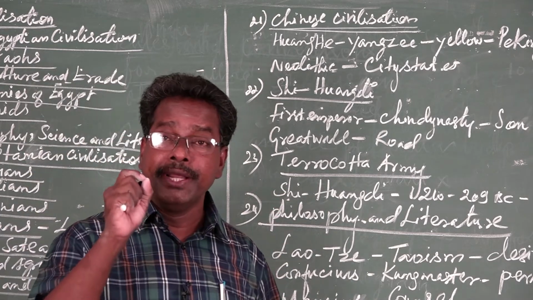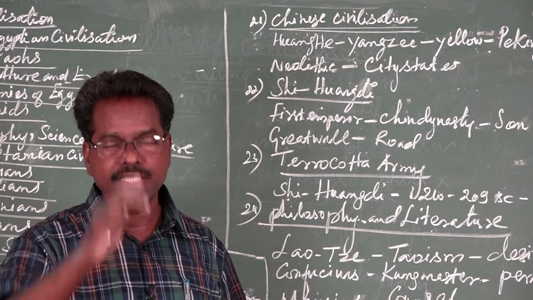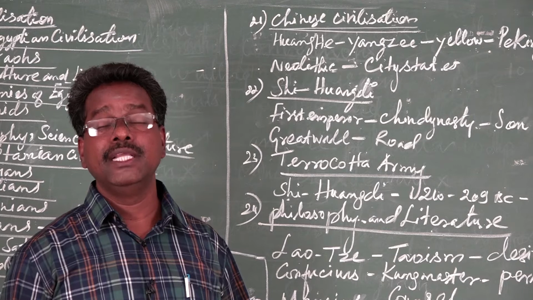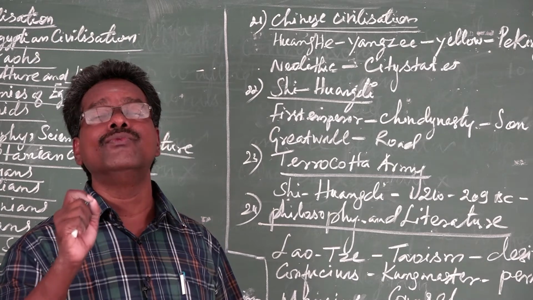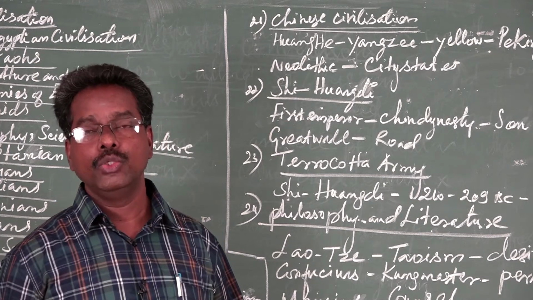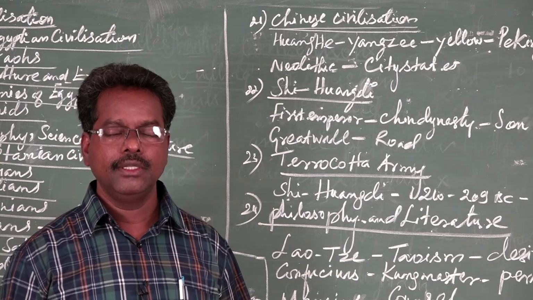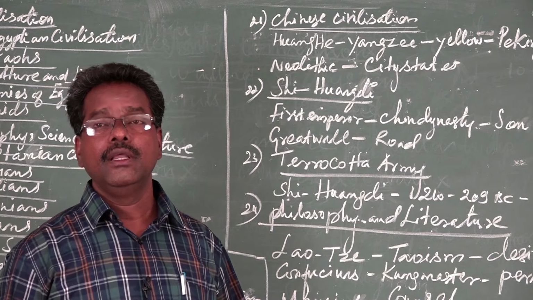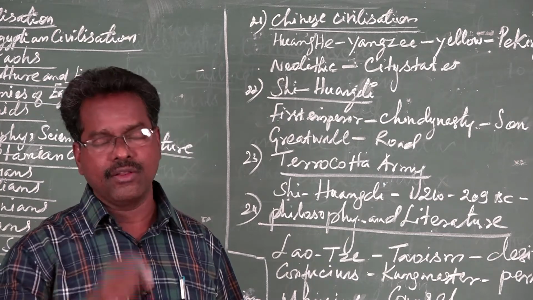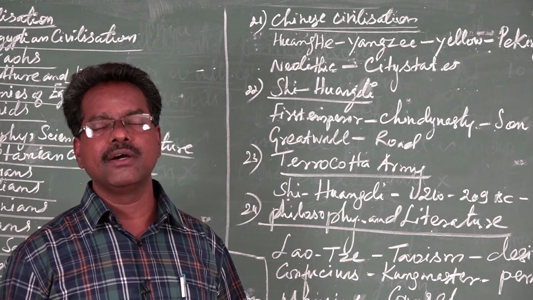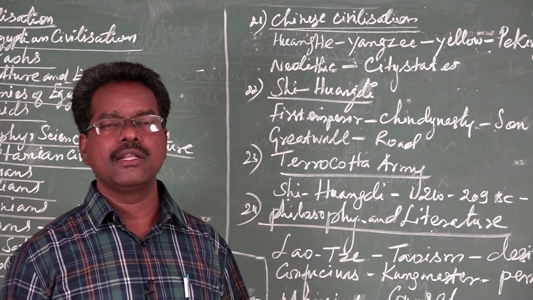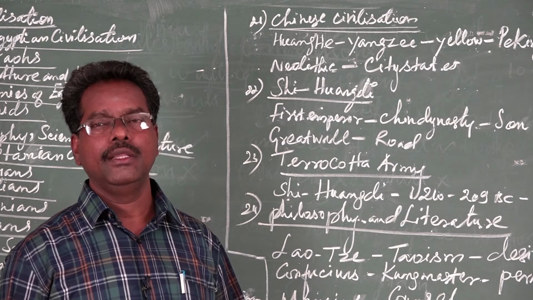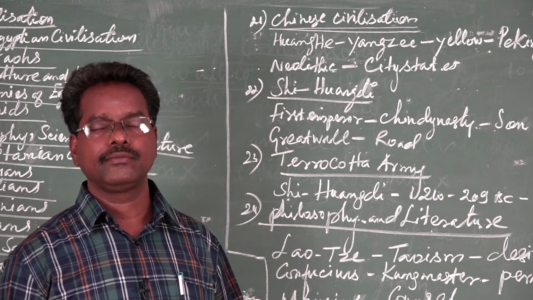China has how many major rivers? Two major rivers. Name the two major rivers which flow in China: the Yangtze River and the Yellow River. Why was this river called the Sorrow of China? This river caused frequent floods and caused great damage and destruction to lives and property, hence it was called the Sorrow of China.